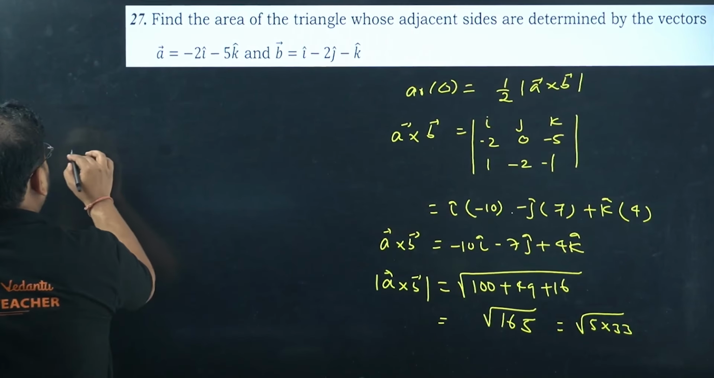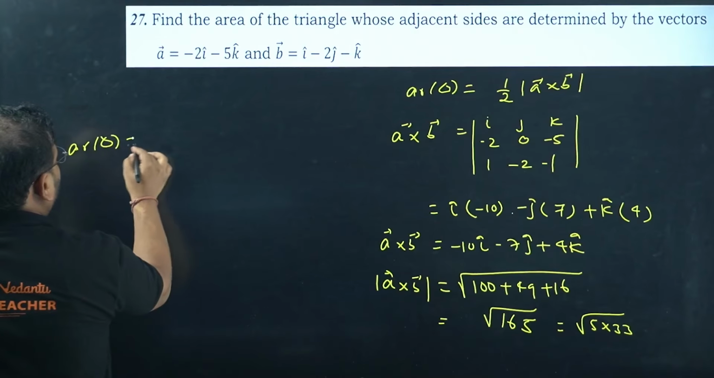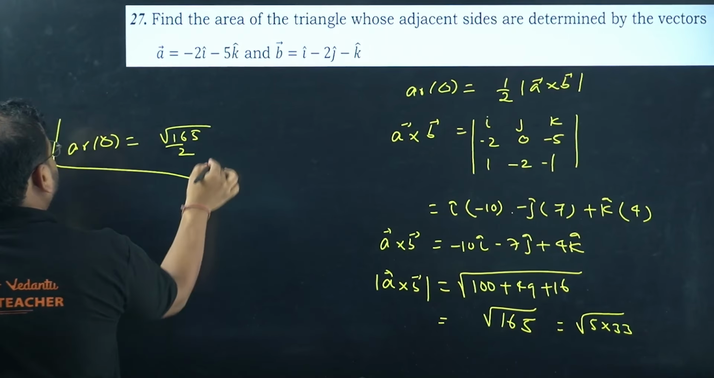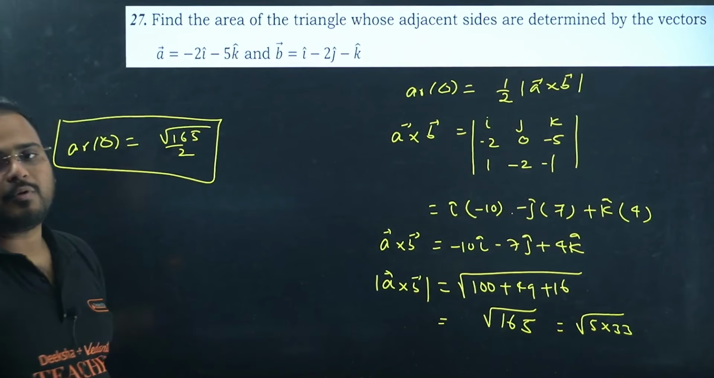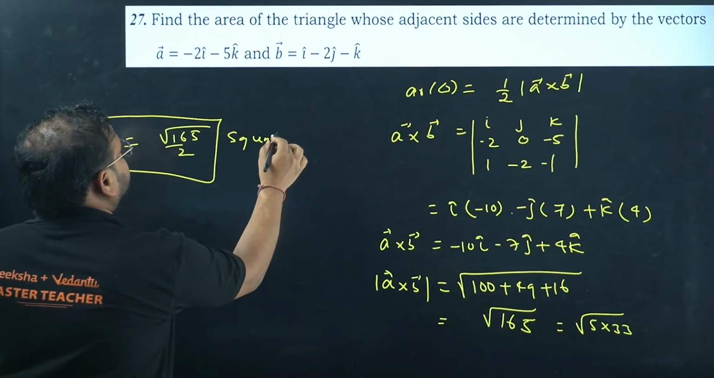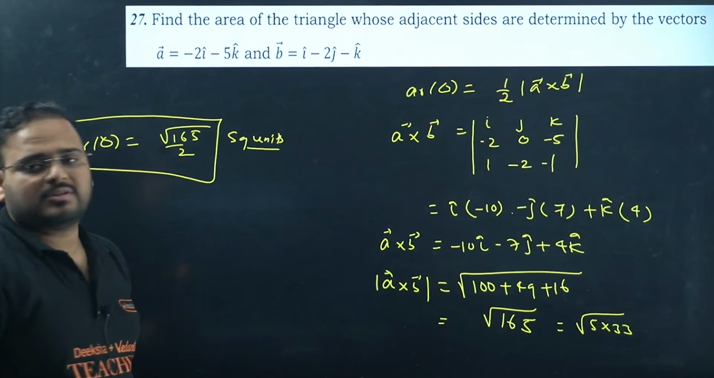So my answer will become, area of triangle will be what? Root of 165 by 2. This is your answer. Of course, with square units, right? Square units. That's your answer.